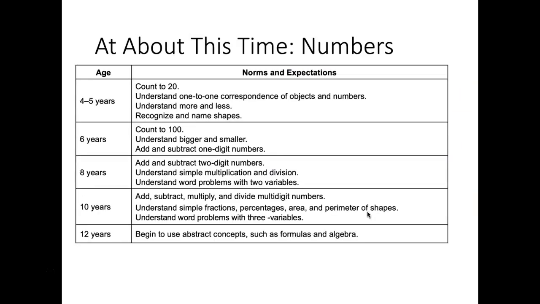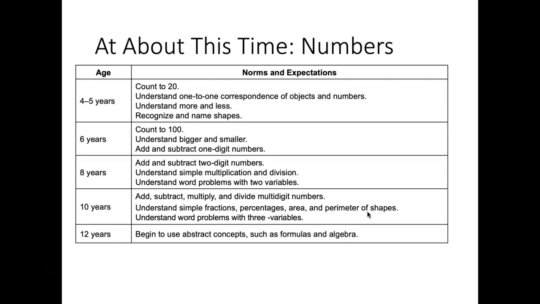So numbers and number understanding. At about this time, at 4 to 5 years, children can count to 20 usually. They understand one-to-one correspondence of objects and numbers, which is really important when we're counting, that when I'm pointing to one object, I'm saying one number. That's one example of one-to-one correspondence. Children understand the concept of more and less by the age of 4 or 5 years. They can recognize and name shapes.